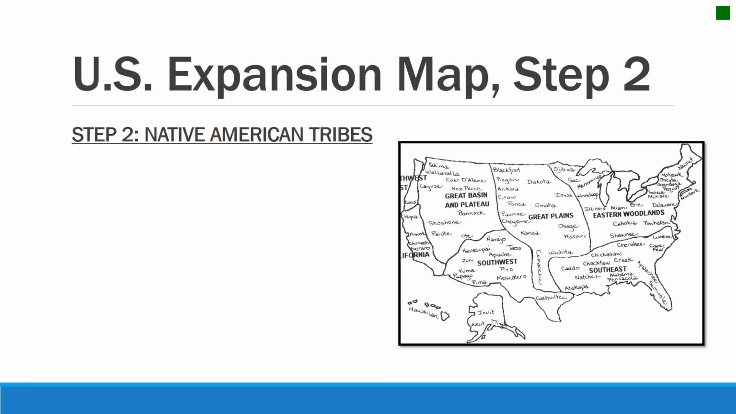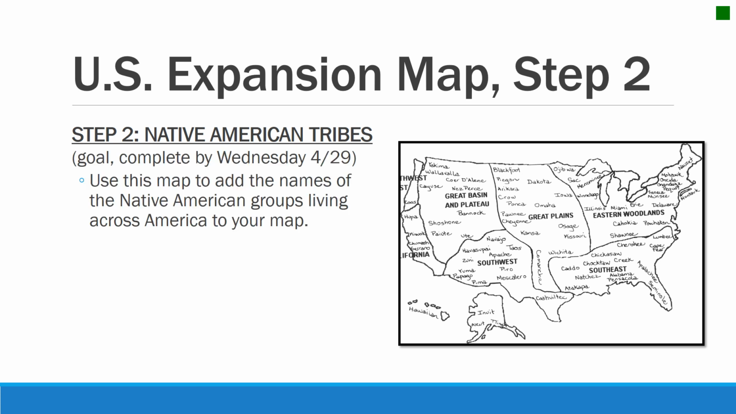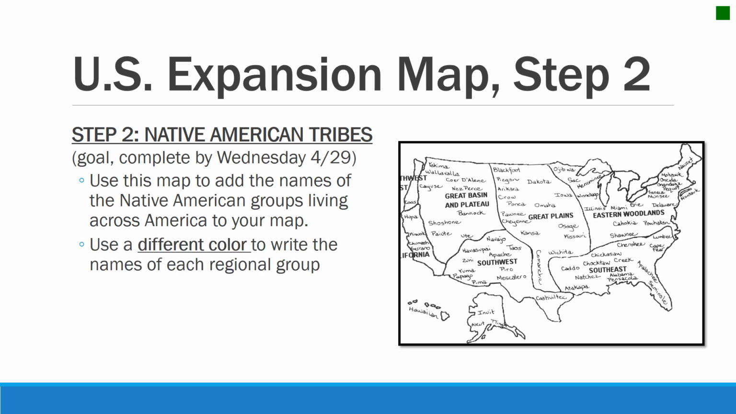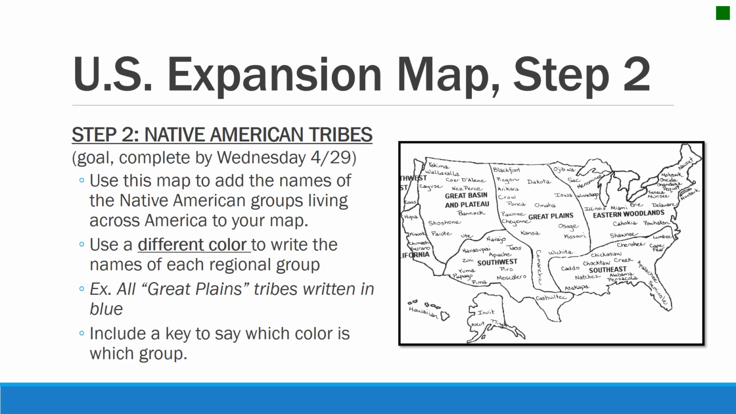So on Wednesday, you'll be starting step 2 of your U.S. expansion map. You'll be adding the Native American tribes to the map you started yesterday. Use this map to add the names of the groups living across America. Now, use a different color for each Native American group and their region. So, for example, Great Plains could be blue and the Eastern Woodlands could be green. Include a key to say which color is which group.